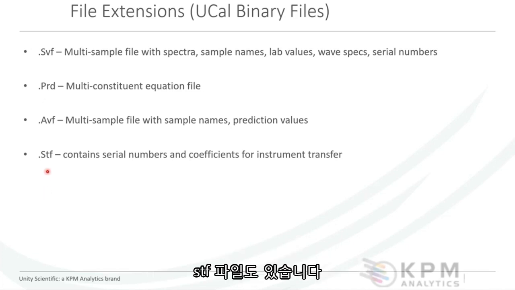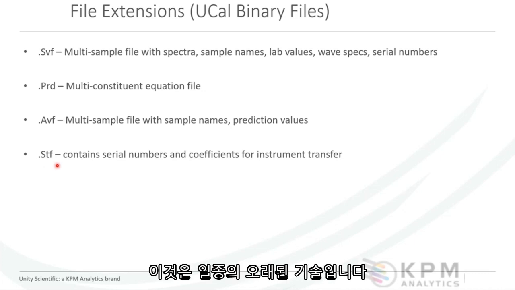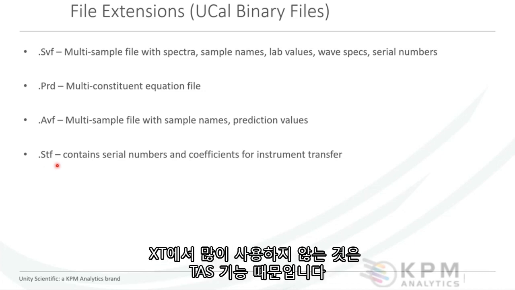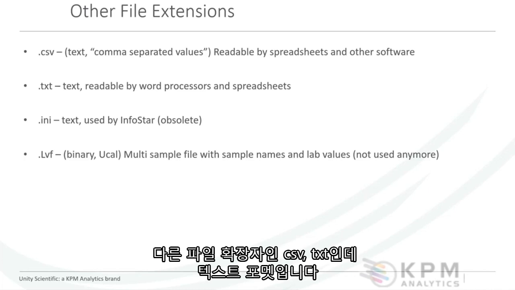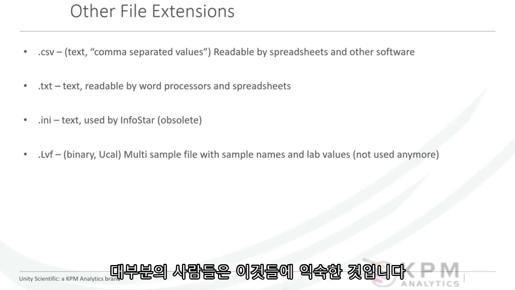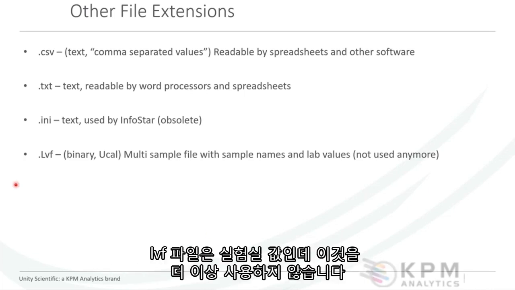We also have an STF file. This is a transfer file. This is kind of an older technology. We don't use it very much with the XT because TAS aligns our instruments very, very closely. But this is a transfer file that can help make one instrument more similar to another one. We use other file extensions, CSV, text. These are text-based formats. I think most people are familiar with these. There is also an LVF file format. It's lab values. We really don't use this anymore.